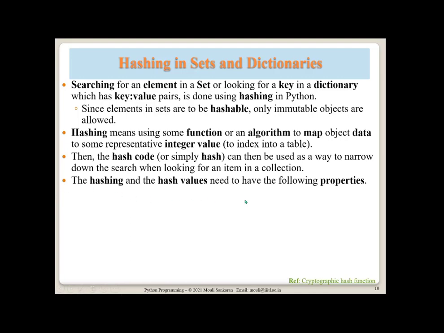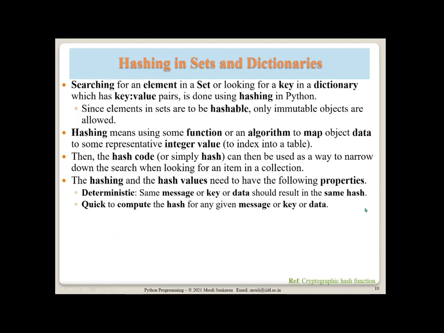The hashing and the hash values need to have the following properties. Now, what are the properties of hashing and the hash values? Hash value is what you get from the hashing function. They need to be deterministic. That means whenever you pass the same object with the same content, it will return the same index into a hash table. Same message or key or data should result in the same hash. Sometimes a hash value is referred to as a hash.